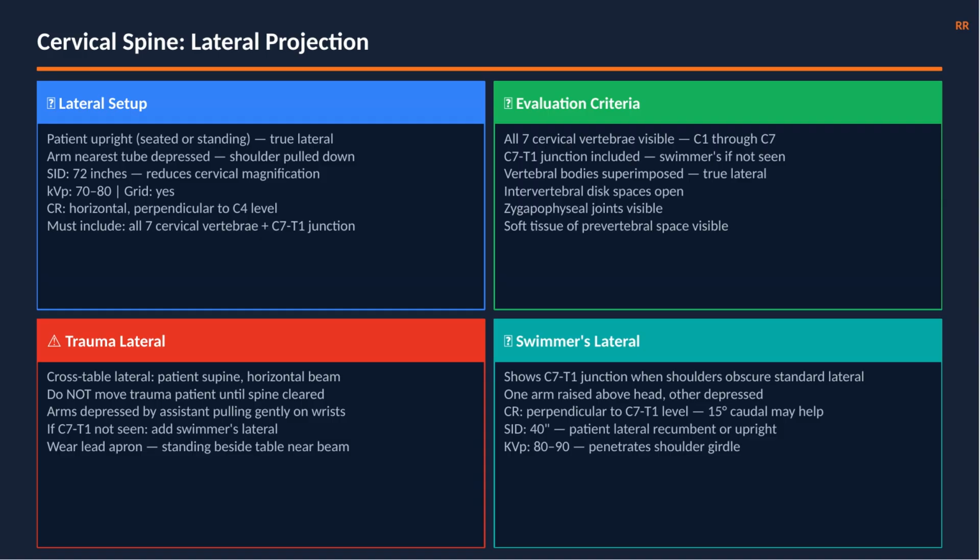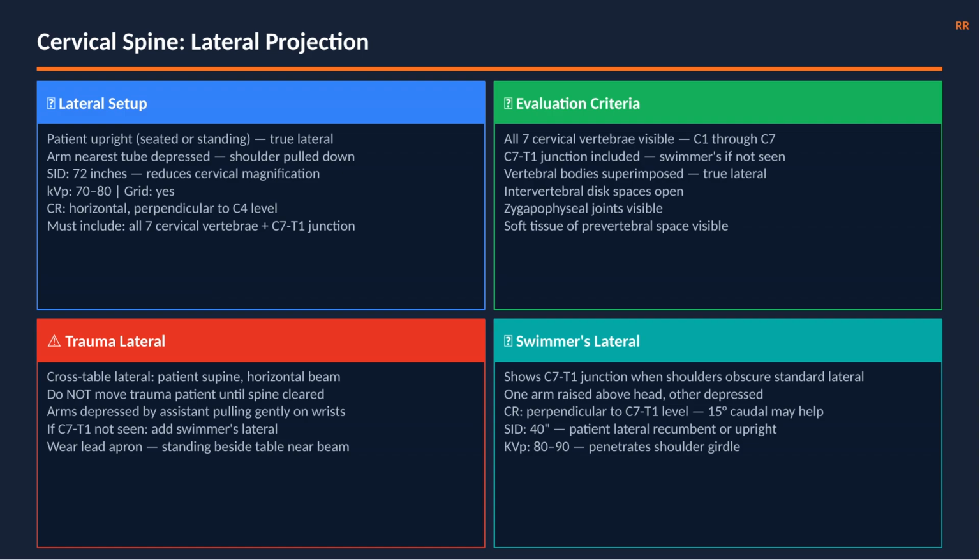SID, 72 inches. The long distance reduces cervical magnification. KVP, 70 to 80. CR, horizontal, perpendicular to C4. Collimate to the cervical region. Evaluation. All 7 cervical vertebrae must be visible, C1 through C7, with the C7, T1 junction included.